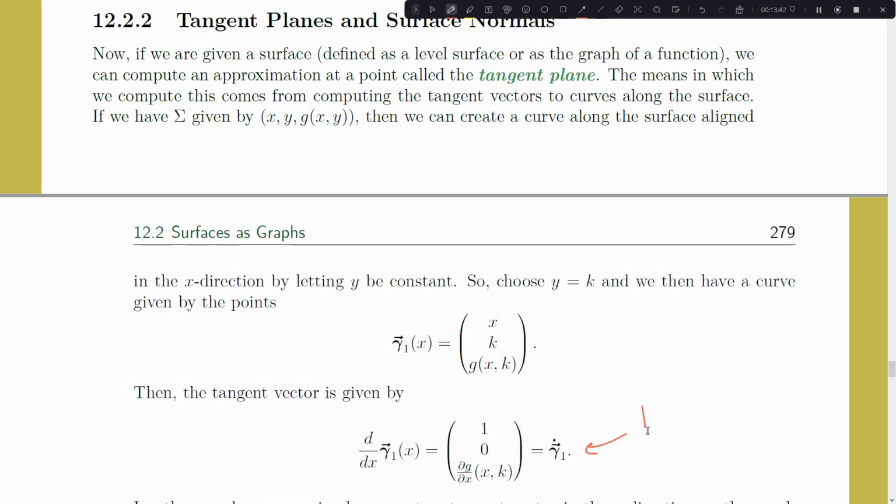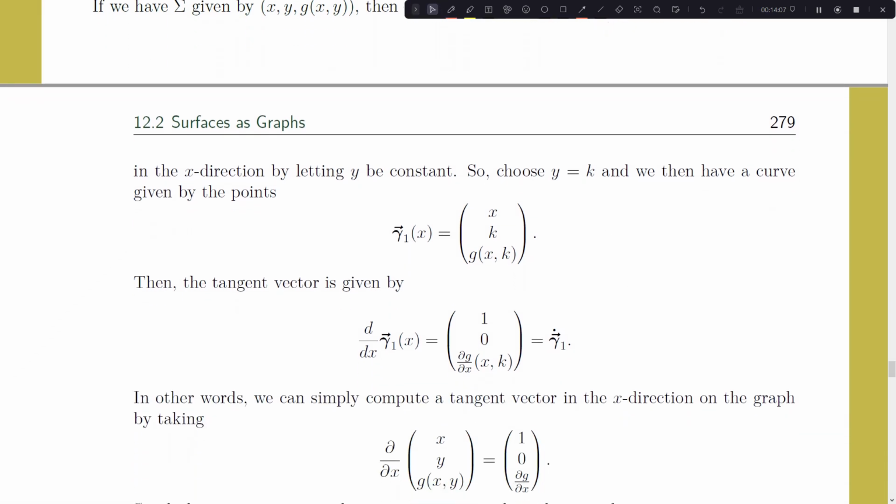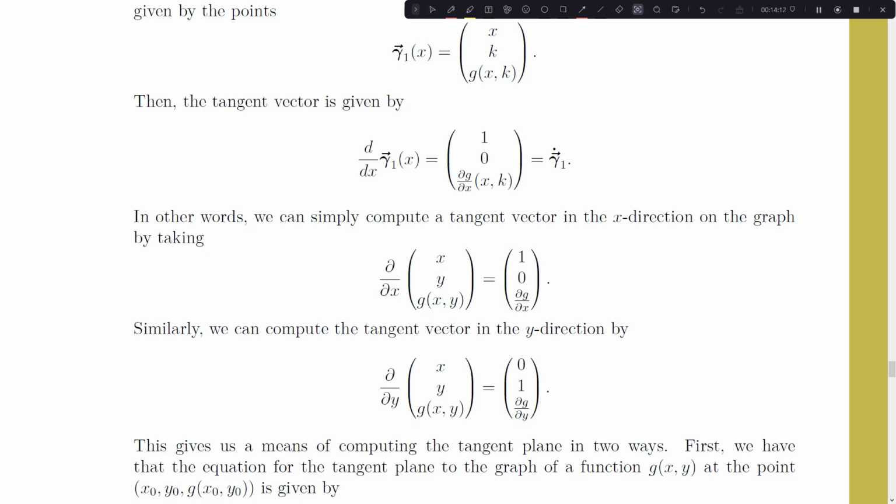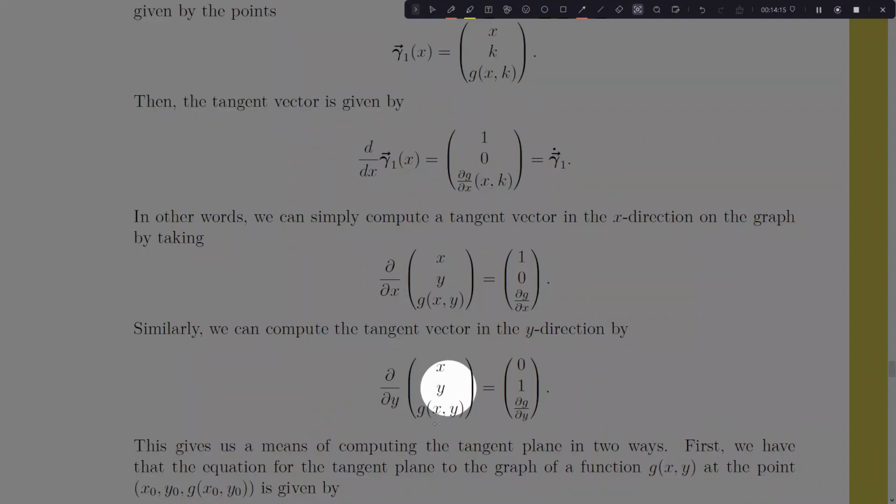So I want to think about this. Tangent vector at x, k, but specifically in the x direction. Okay, and for a plane, I'm going to need the y direction as well. So if I want to calculate the tangent vector in the y direction, I go through the exact same process. And that gives me that the tangent vector in the y direction is 0, 1, partial g, partial y.